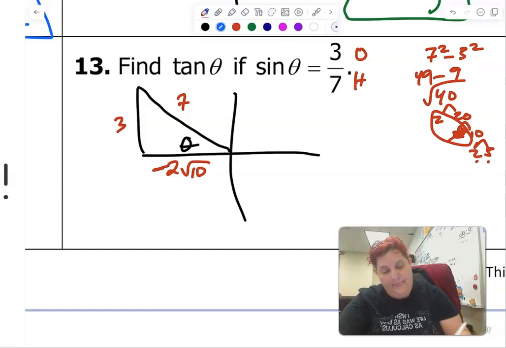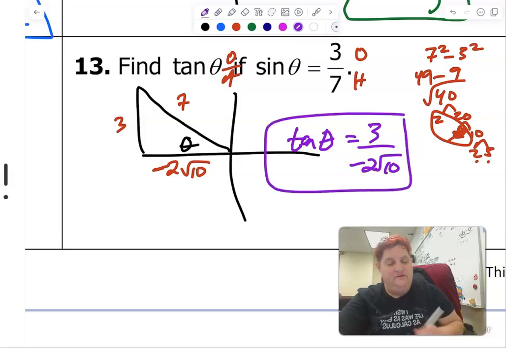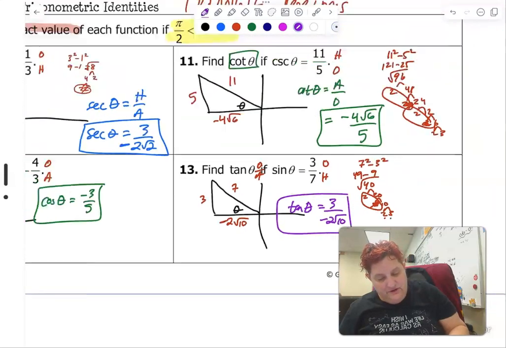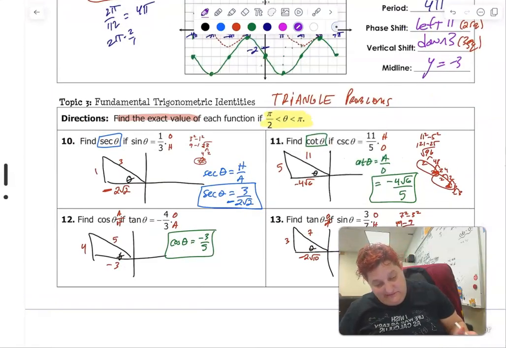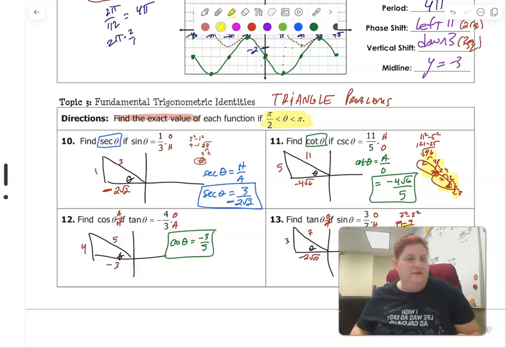Okay? Once I got my triangle set up, I go, all right, tangent, which is opposite over adjacent. Tangent is 3 over negative 2 root 10. And we're just going to leave it like that. Okay? So those are called triangle questions. I felt like the hardest part was simplifying the square roots. But that's only 1 point. Even if you forgot to do that, you'd still get most of the points on the problem.